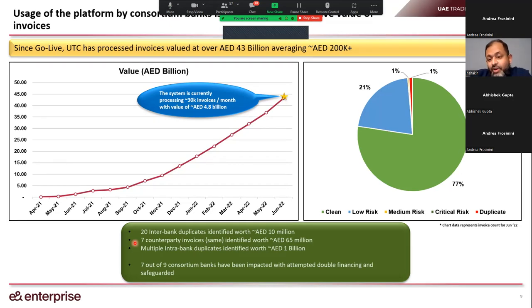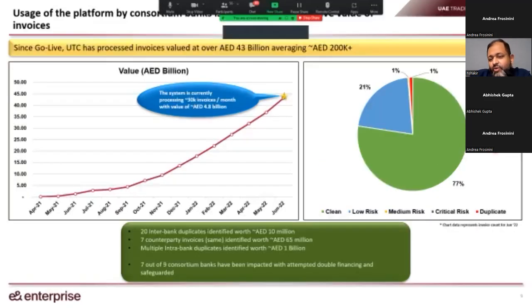And on the right side, apart from checking the duplicates, what we also do is we have a risk score engine on the invoices. And if you look at it, about 3/4 of the invoices are absolutely clean, and about 1/5 of the invoices have low risk. What are the low risk indicators? And this has been decided by the consortium.